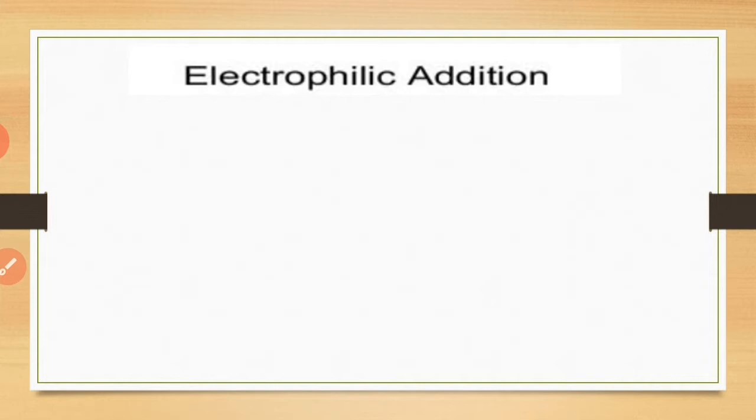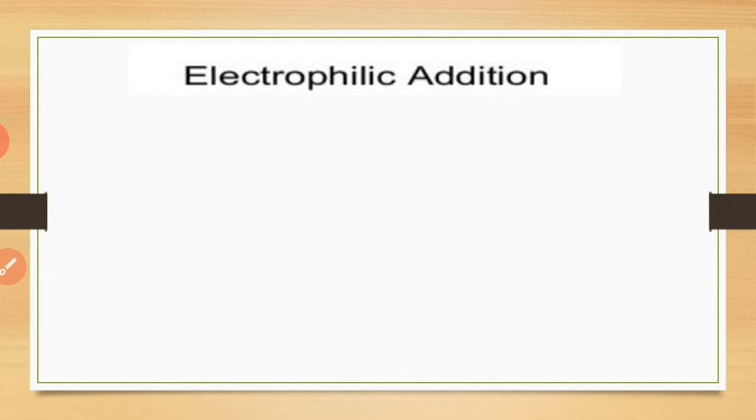Next, electrophilic addition reaction. What is an electrophilic addition reaction? It is a reaction in which a substrate is initially attacked by an electrophile, and the overall result is the addition of one or more relatively simple molecules across a multiple bond. So let us see the mechanism of electrophilic addition reaction.